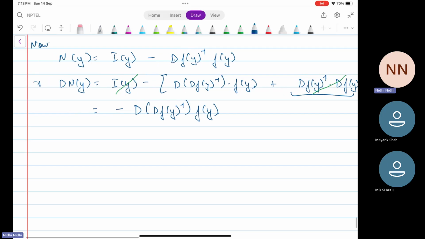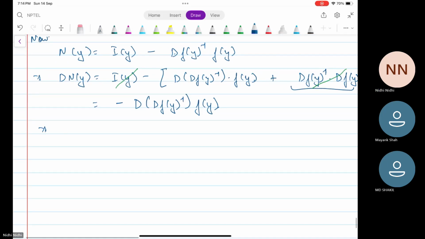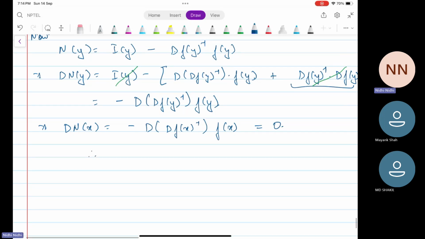This implies DN(x), the derivative of N at point x, is just minus the derivative term times Df(x) inverse times f(x). Now since f(x) is 0, this is 0. Therefore DN(x) is equal to 0. Let's mark this as 2.